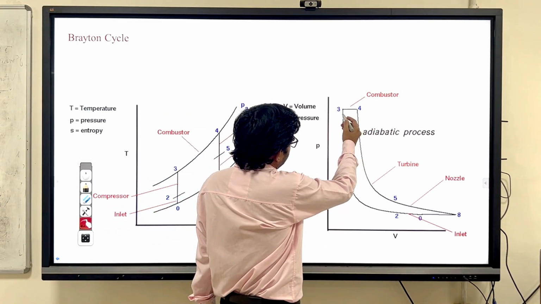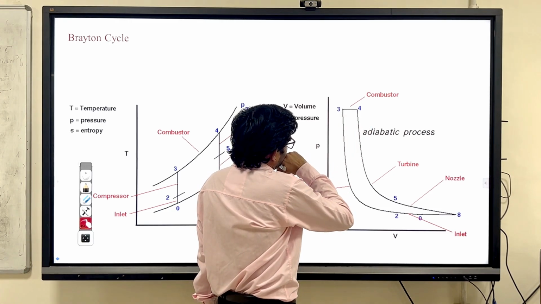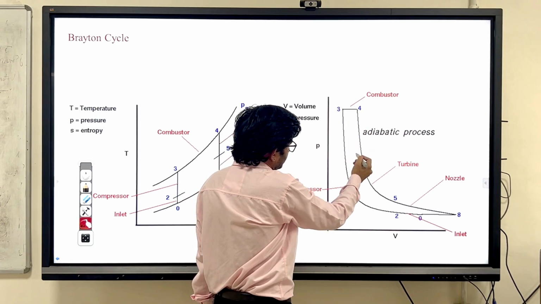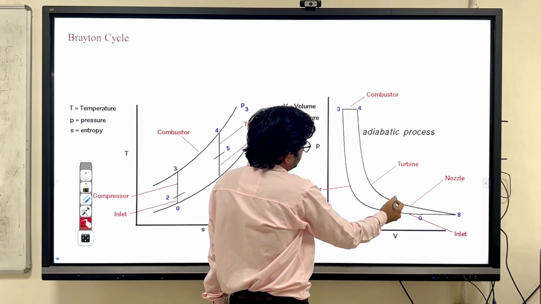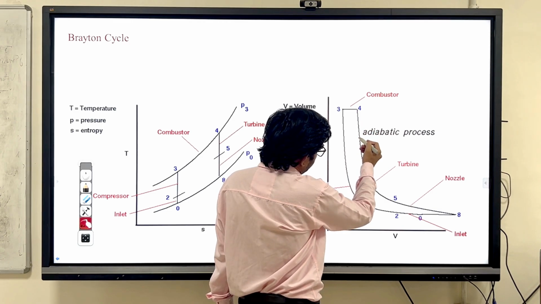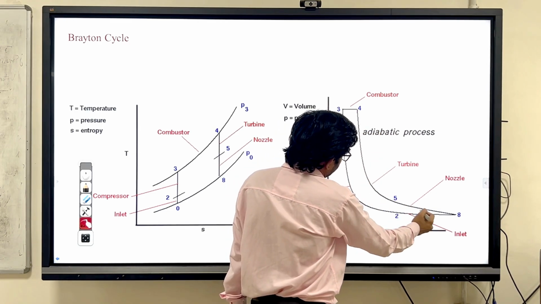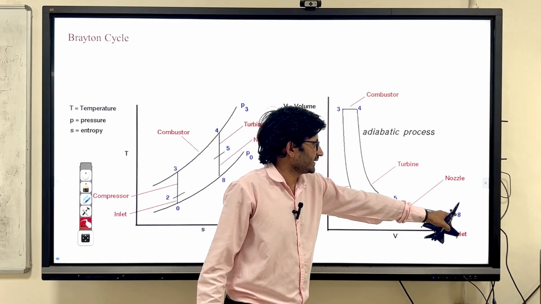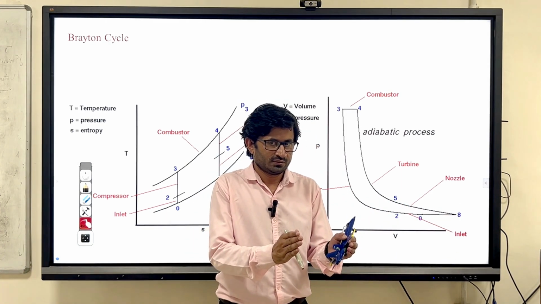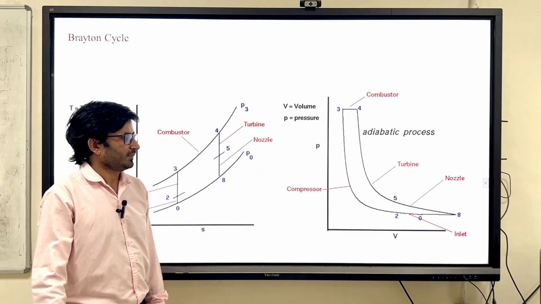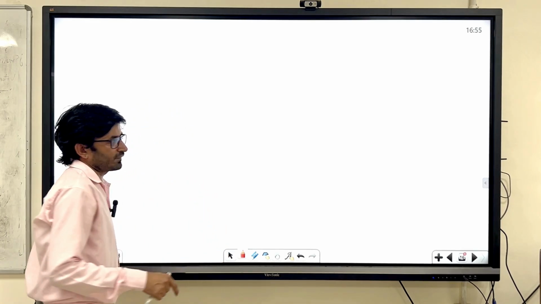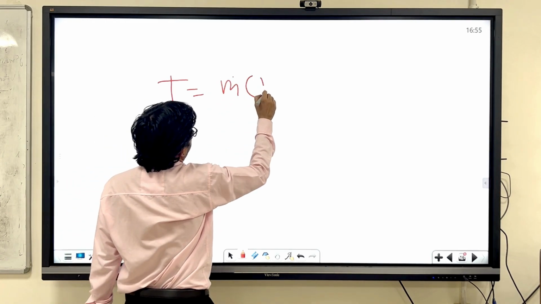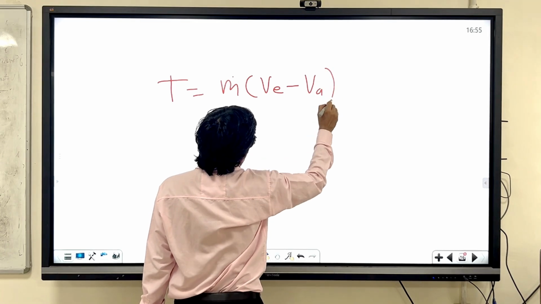So here at a constant pressure the combustion will take place, and as you expand this gas through the turbine and nozzle, the pressure will drop. Okay. And finally the exhaust will attain the ambient pressure. Okay. So the final thrust can be written as a two-part change of momentum. Okay.